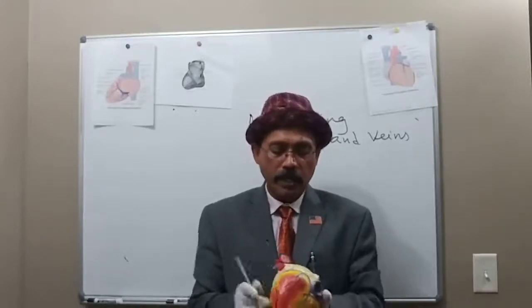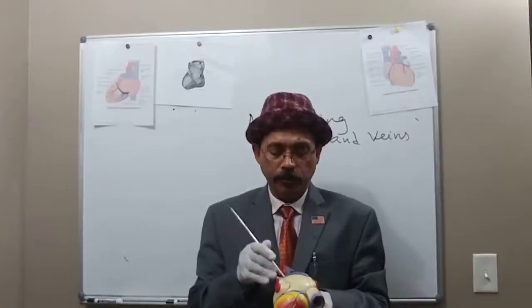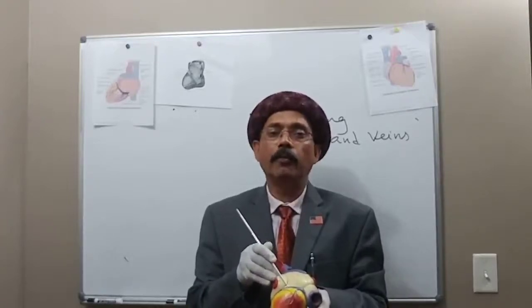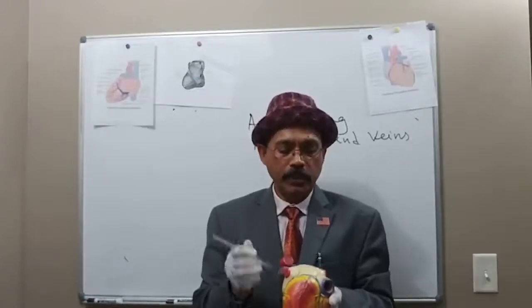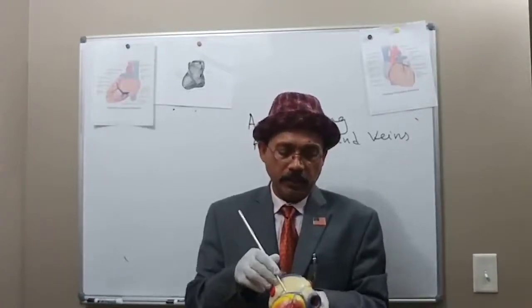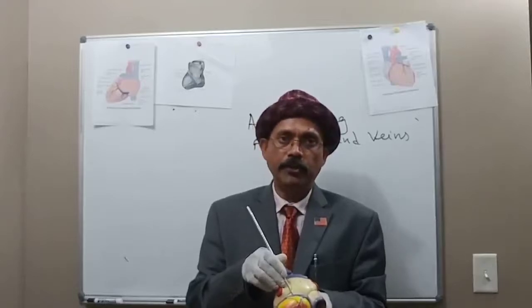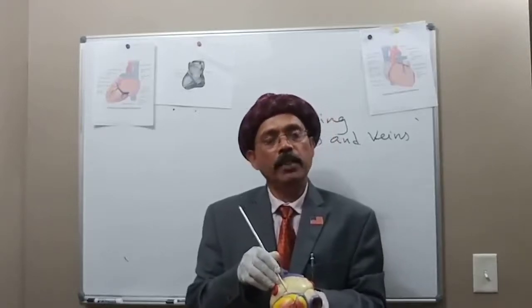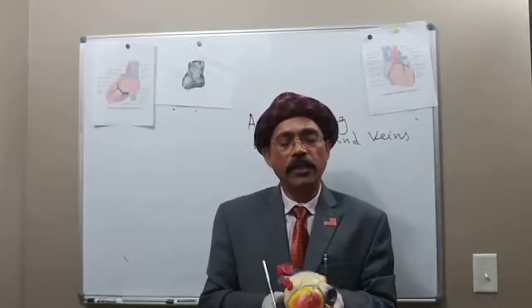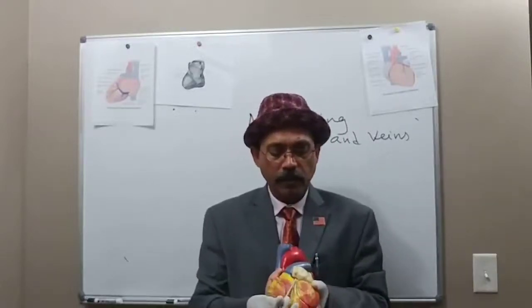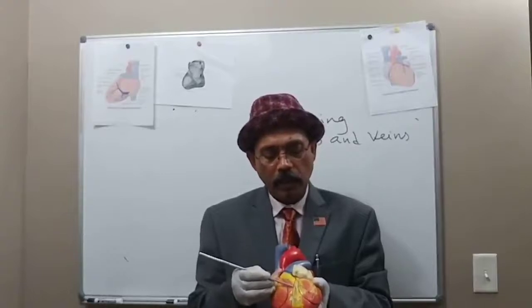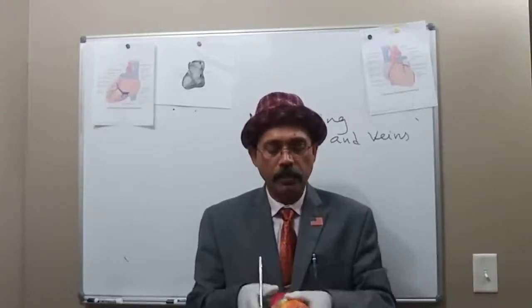We might have one small vein here, not shown in this model. That is the oblique vein of left atrium. It may be very small, maybe very much attenuated. That represents the left superior vena cava embryologically, derived from the sinus venosus. So in the anterior interventricular groove we have the LAD and the great cardiac vein.